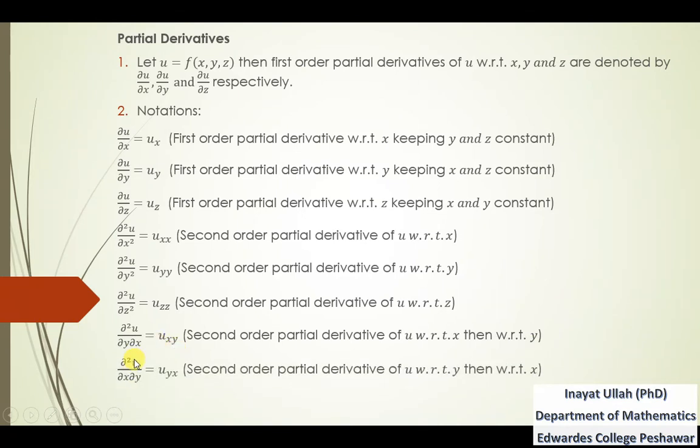And similarly, that is the second order partial derivative of u with respect to y, then with respect to x, and in this notation we will write these variables in the reverse form, yx. So it means that u is differentiated partially with respect to y and then with respect to x. So these are all the notations for a function to denote its partial derivatives.